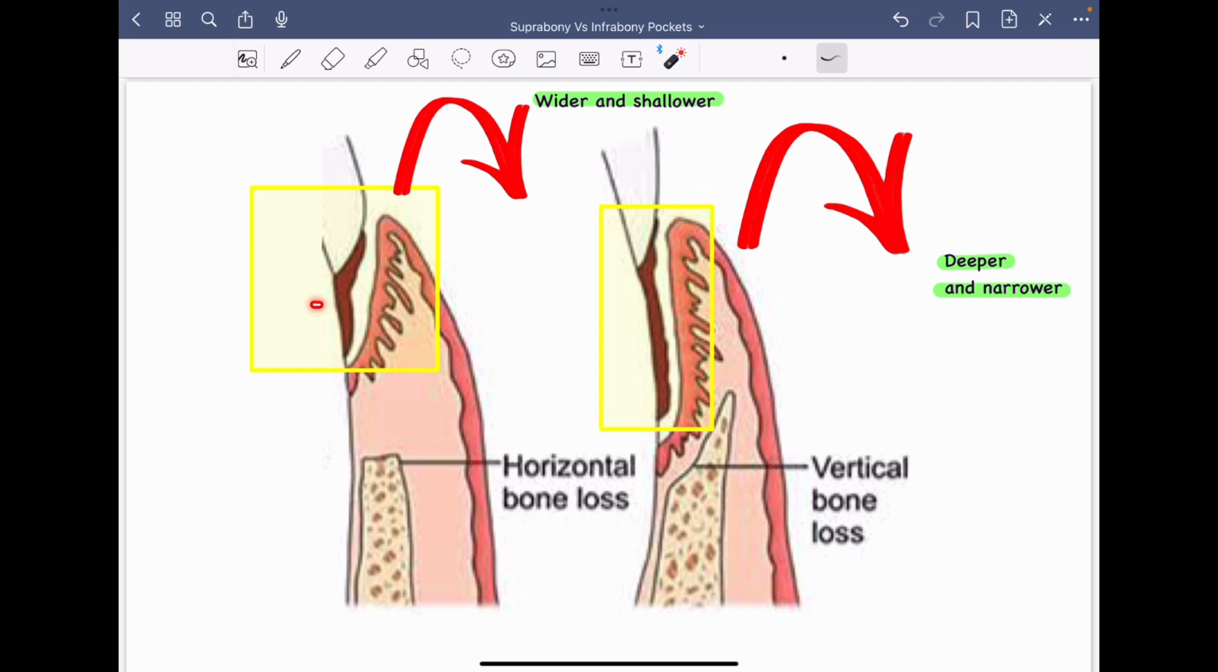Here there is more width, however it is very shallow. Exact opposite here, we have a very deep pocket. Look at the depth of the pocket, but it is relatively narrow.